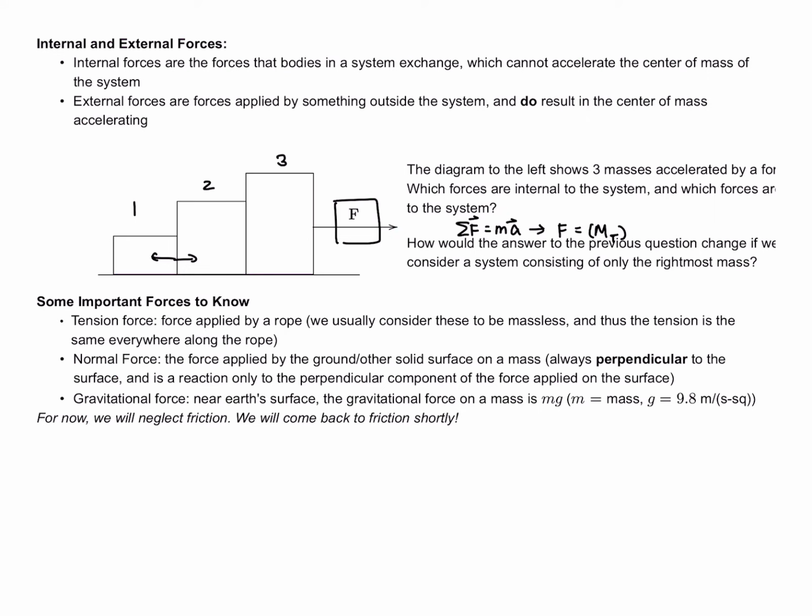So that'd be the mass of 1 plus the mass of 2 plus mass of 3 times the acceleration, and then you can just solve for the acceleration, right? So that's a method that we're going to employ very, very frequently in order to solve our problems in forces.